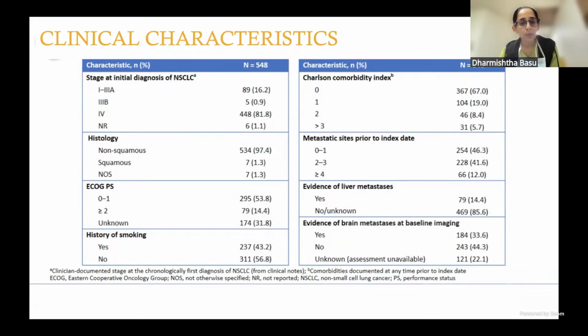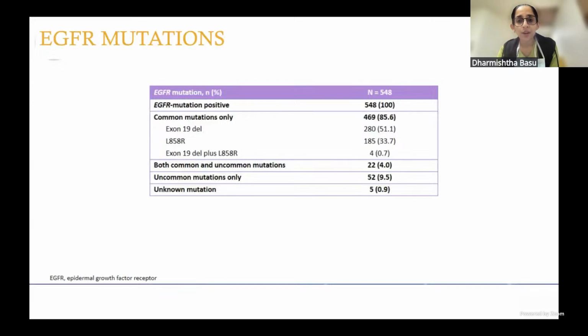They have documented around 43.2% of the patients to be smokers in the study. And baseline Charlson comorbidity index, number of metastatic sites, and presence or absence of liver and brain metastasis have also been noted. And here we see that presence of brain metastasis is seen in around 33.3%, which is similar to the previous 2 studies. In EGFR mutation positive patients, here we can see that DEL19 mutation alone was present in 51.1%.